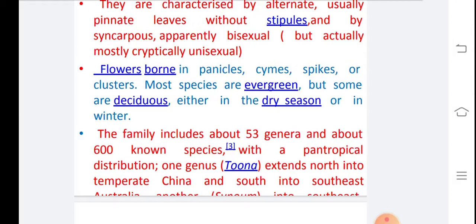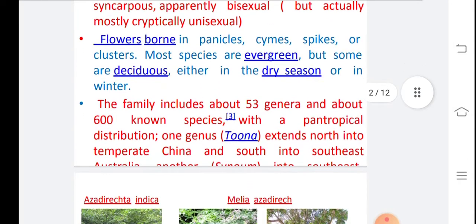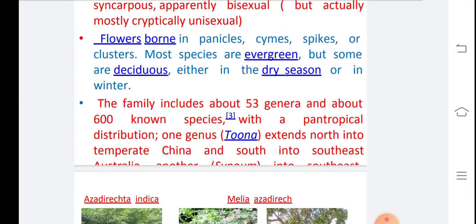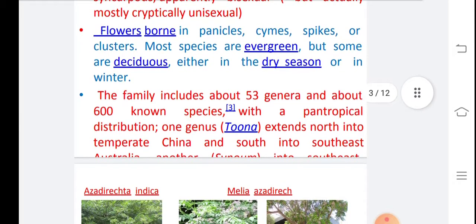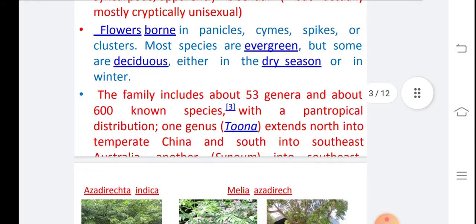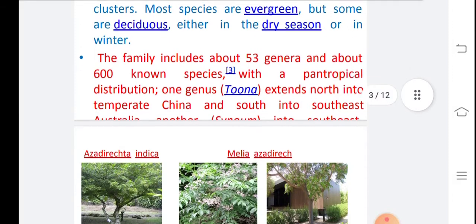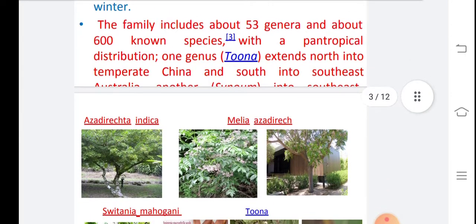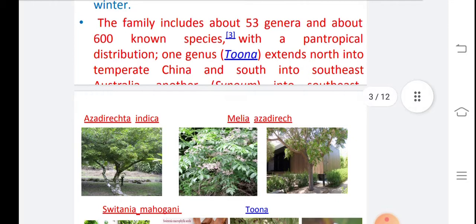Panicle, that is, they are in a group, cymose condition, then spikes without pedicel and in clusters. Most of the species in our area, or all over India, are evergreen and some are deciduous. Leaf fall occurs either in the dry season or in the winter season. So these are general characteristics for this family Meliaceae. The family includes about 53 genera and about 600 known species.